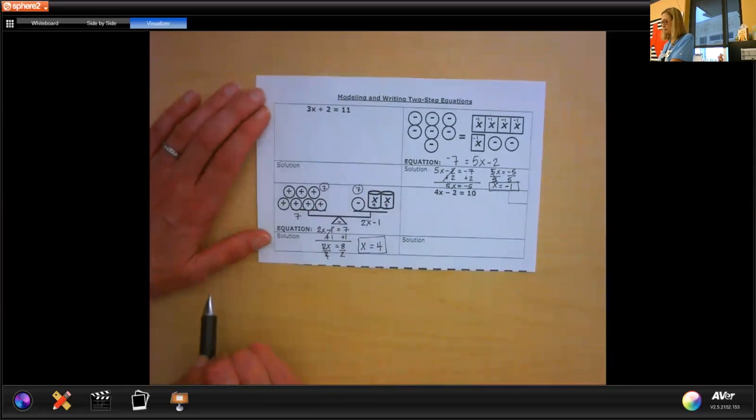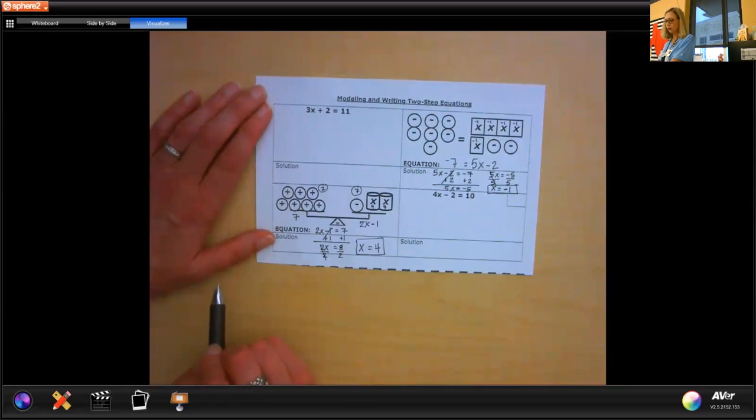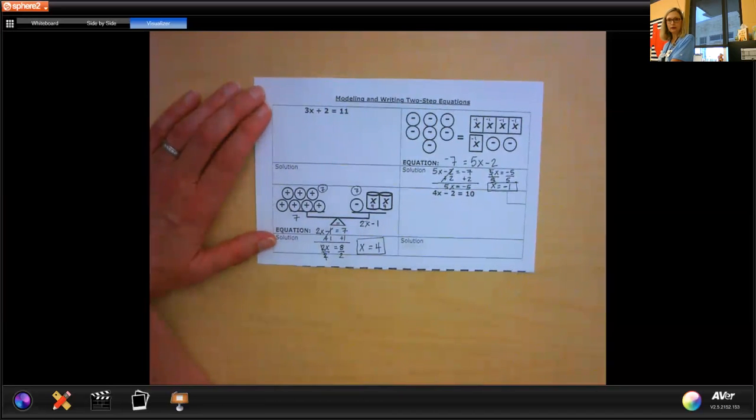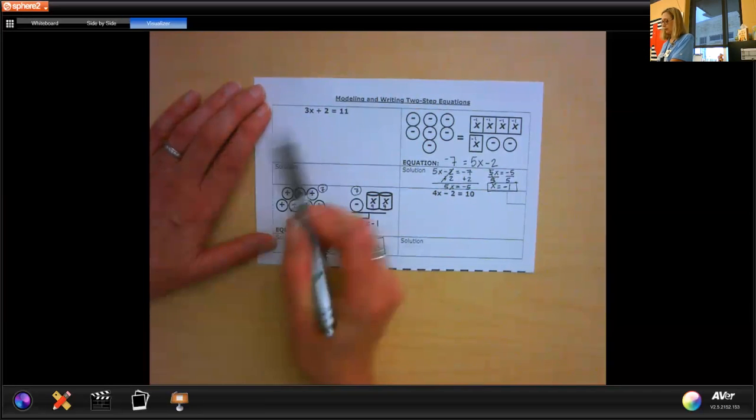Let's look at these two problems. You want to pause the video and work those out. You can go ahead and do that and then come back and check. I'm going to go ahead and solve those.